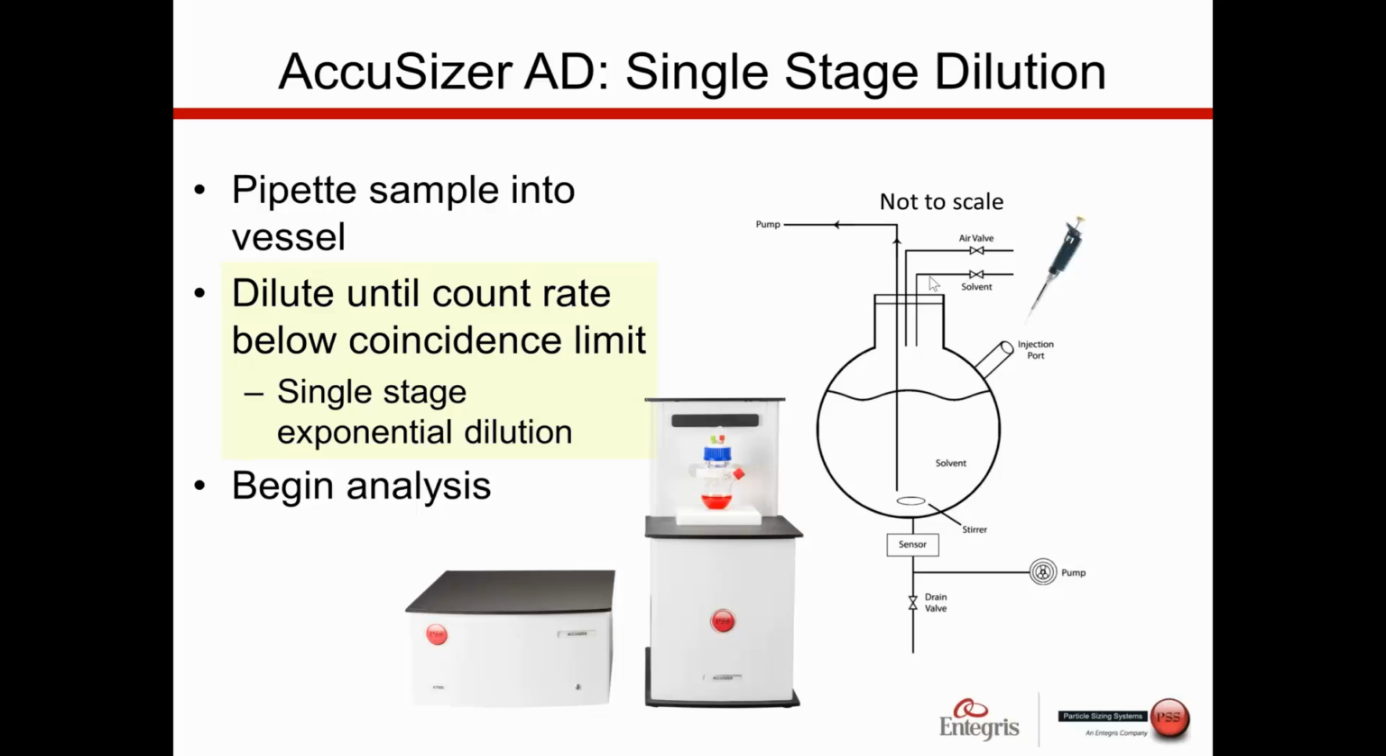What we mean by that is we're continually adding solvent, which is usually DI water, to the system. And as the sample is brought down through the sensor for measurement, we're continuously keeping this level constant, and we're exponentially diluting the sample until we reach the concentration limit of the sensor. Then we begin the analysis.